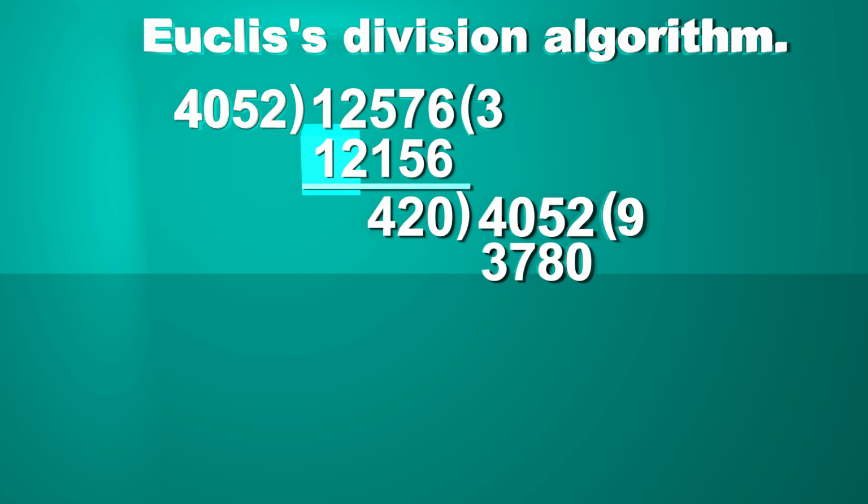Again we will divide 420 by 272. This time we will multiply 272 by 1 and get 272. And subtracting 272 from 420 gives 148. Now 272 will be divided by 148. Again we will divide 272 once. So we will subtract 148 from 272 and we will get 124.